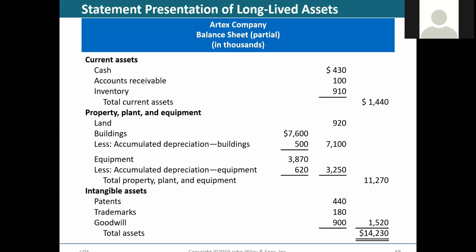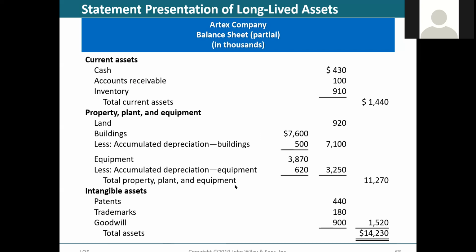reported and analyzed. Well, here's what they're going to look like on the balance sheet. So get a good look at this. After your current assets, you're going to come to your fixed assets. And the heading is almost always property, plant, and equipment. Land always comes first. Then you have buildings, less accumulated depreciation. Then you might have vehicles, less accumulated depreciation. Then you might have equipment, less accumulated depreciation like you see here.